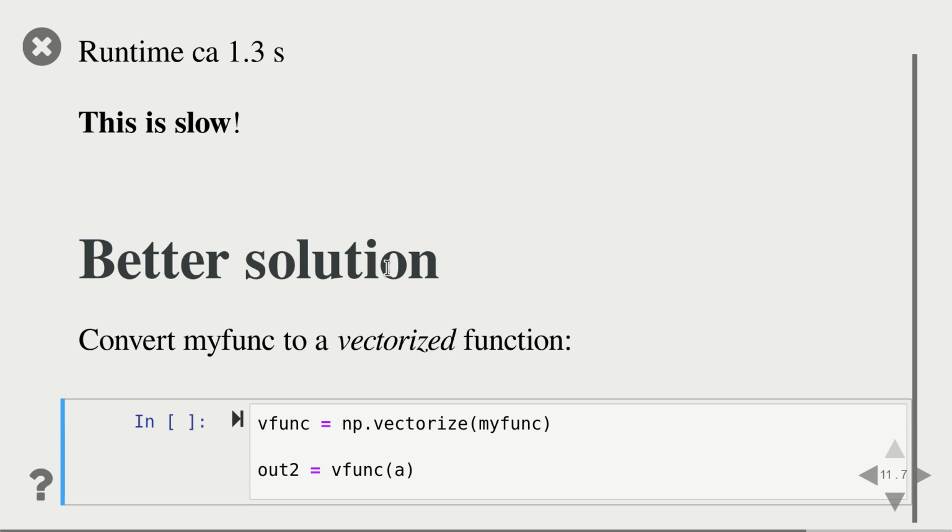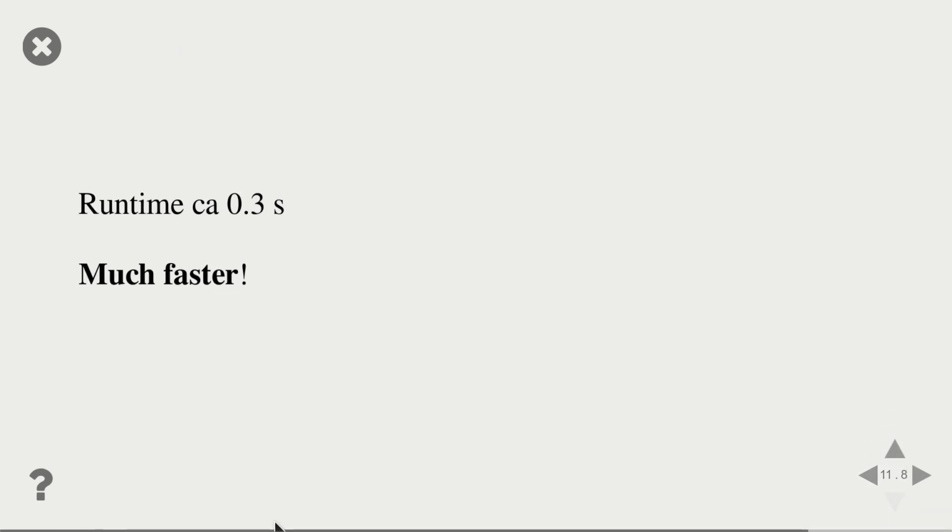So a much better solution is to convert my function explicitly to a vectorized function. And so in NumPy, you can do that as follows. There's a function called np.vectorize. You give it a function, and it returns a new function. And that is the vectorized version. And so now, when you call that vectorized version of your function on a NumPy array, it applies the function element-wise. So we can do the same trick again. We run it, and let's see what I've measured: 0.3 seconds. So that's a lot faster.